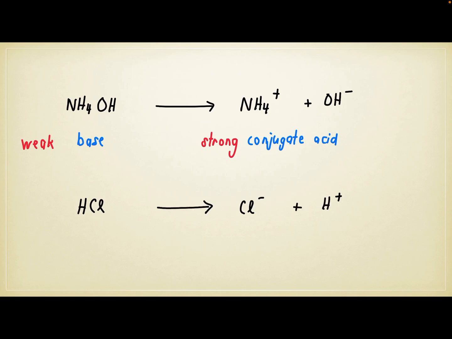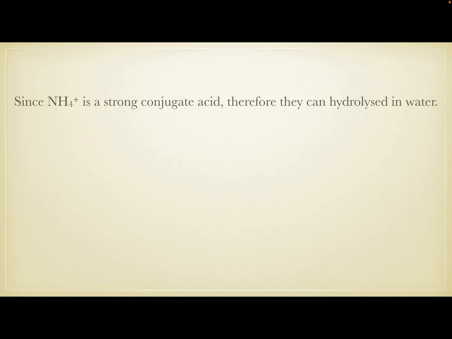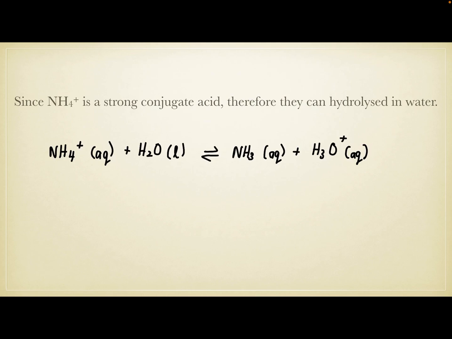So our acid, HCl, will produce Cl minus and H plus, and since HCl is an acid, Cl minus will be its conjugate base. Since HCl is a strong acid, therefore Cl minus will be a weak conjugate base. And since NH4 plus is a strong conjugate acid, therefore it can hydrolyze in water. They hydrolyze in water like we have discussed earlier.